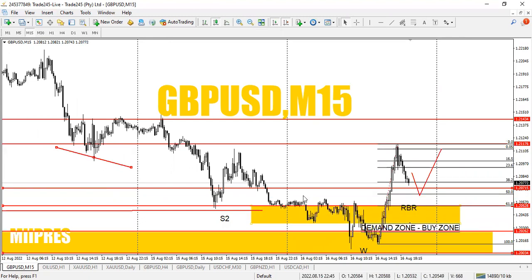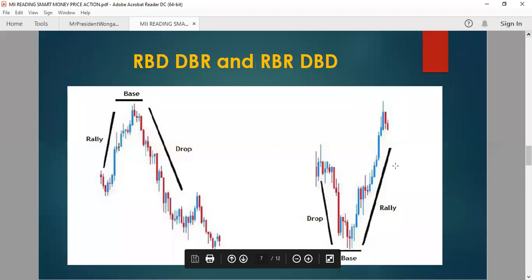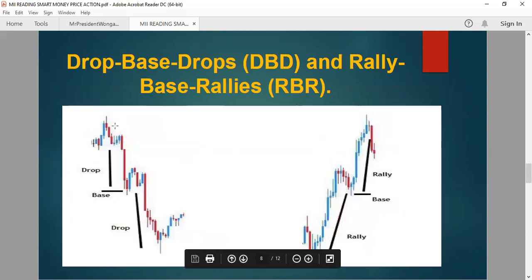If you're still not sure what I mean about rally, base, rally, let's go over that again. There are other patterns that are important in trading supply and demand. So this is a rally-base-drop, this is a drop-base-rally, this is a drop-base-drop, and this is a rally-base-rally. Hope that's making a bit more sense.